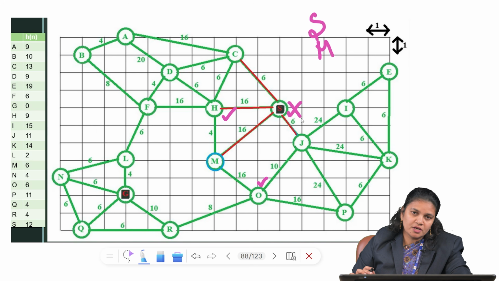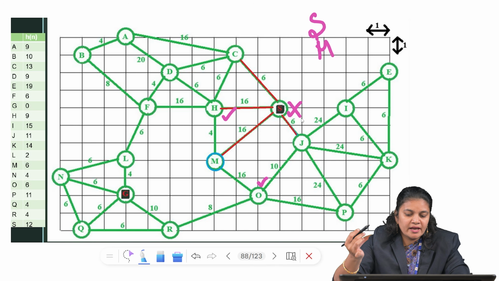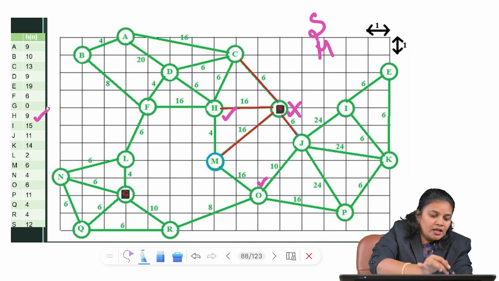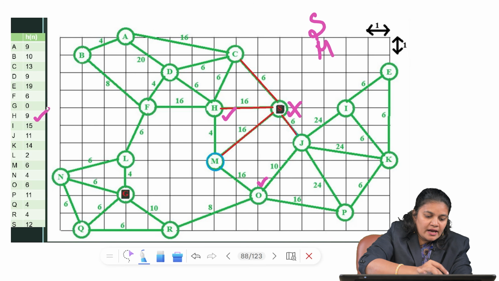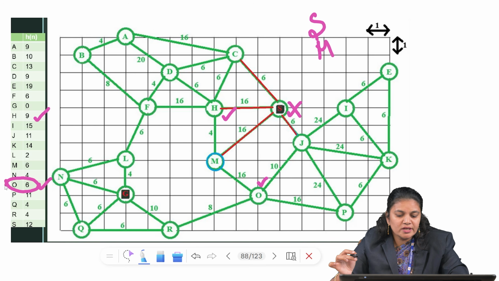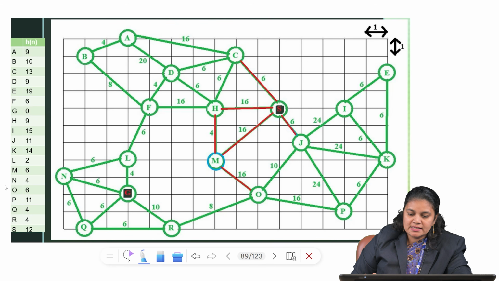That condition we are checking in our pseudocode. If it is already in the visited list, we have to ignore. So from M, now we are trying to move towards H or O. Again, check the value of H and O. Among this, O wins because the value of O is 6. So as a next option, we are choosing O.